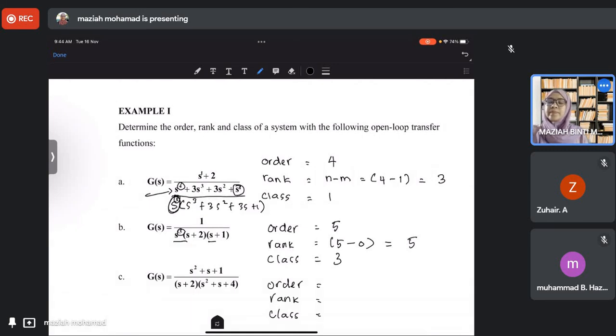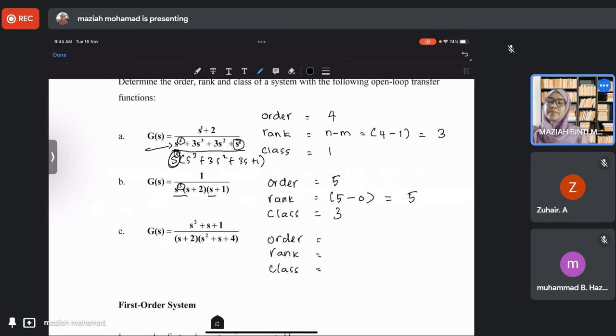Alright, for C. Order is 1 and 2, so order is 3. Rank is 3 minus 2, which is 1. Okay. Class.